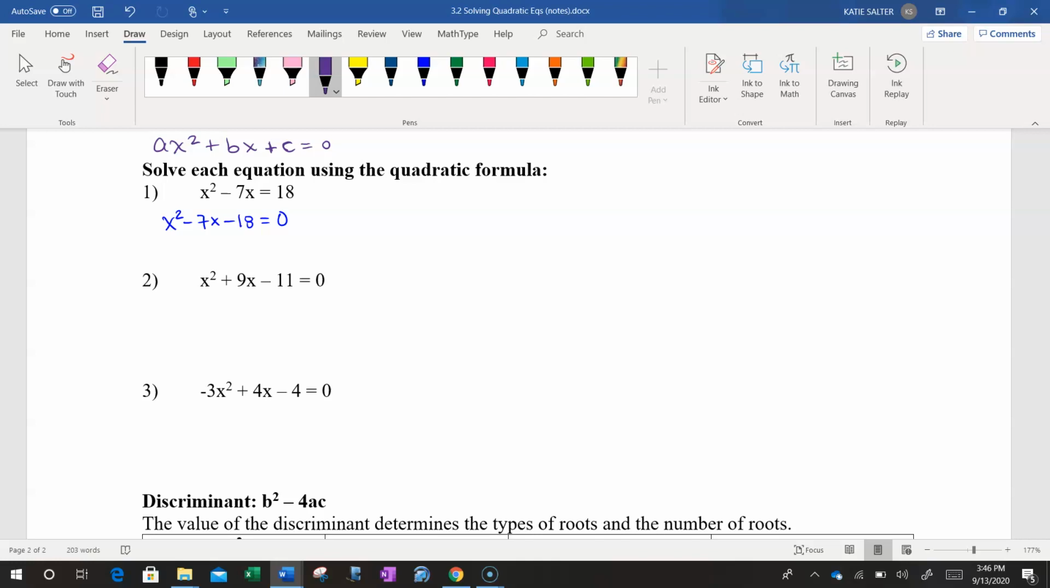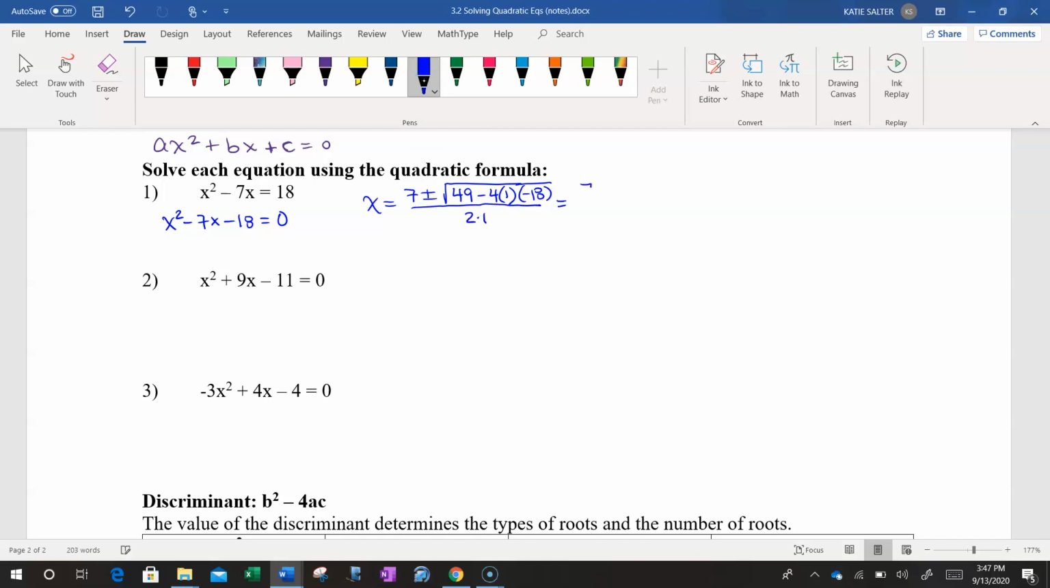So we have x is equal to the opposite of b, which would be positive 7, plus or minus the square root of b squared. And y'all, I always do that in my head. I never write right here negative 7 squared. Go ahead and square that in your head. And remember, anytime you square a negative number or a positive number, it will always be positive. So that'll be 49 minus 4 times a, which is 1, times c, which is negative 18, all over 2 times a, so that's 2 times 1.